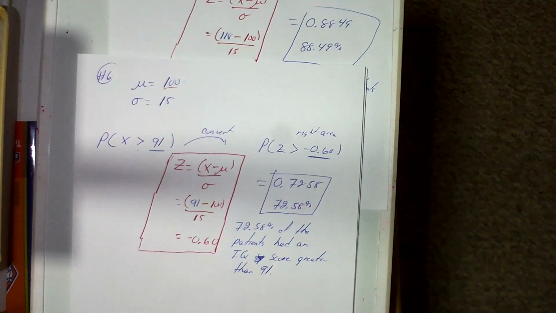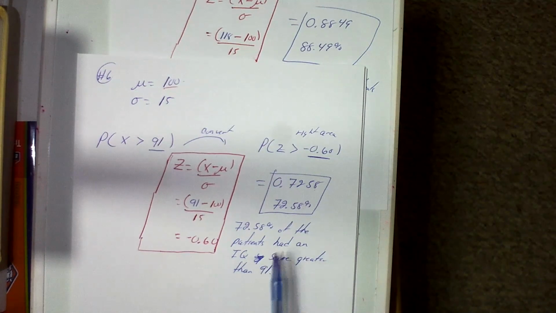Again, you ladies don't have to do this part. This is just for your information. I'm just interpreting what this number is telling us. It's telling us that when they interviewed all those patients and took the IQ test from that batch, 72.58% of them had an IQ score greater than 91. That's all it's saying. Sometimes it makes sense to interpret it because you get numbers and you wonder what that number means. Well, that's the interpretation.